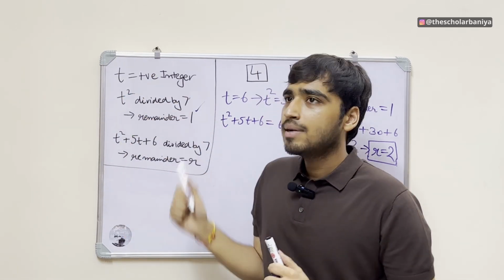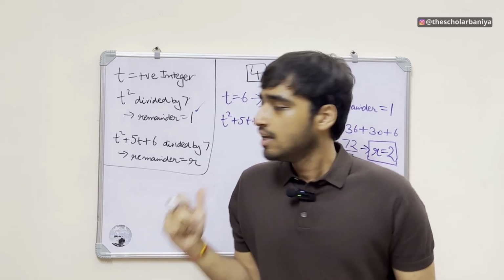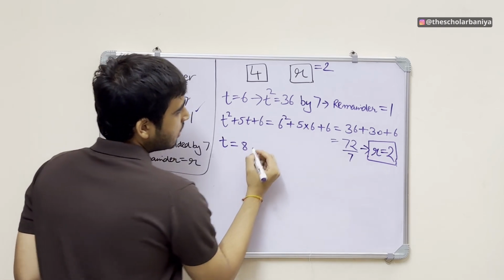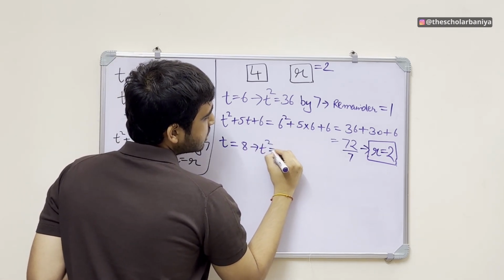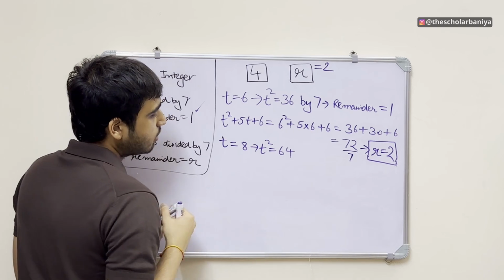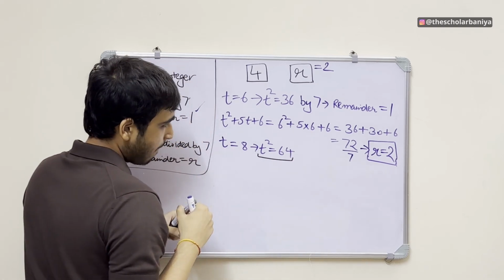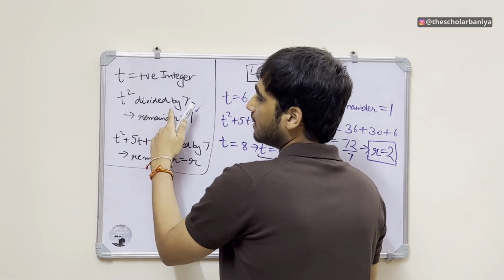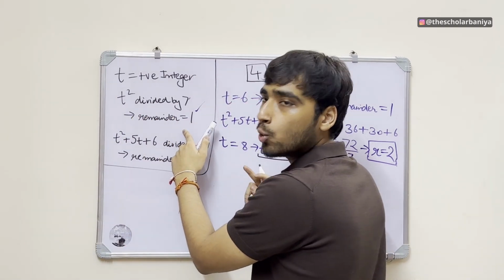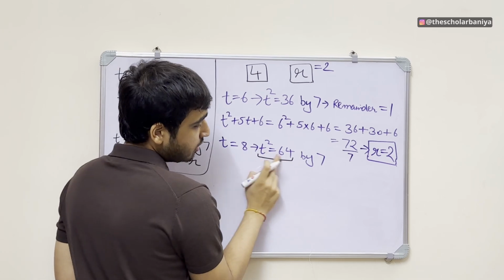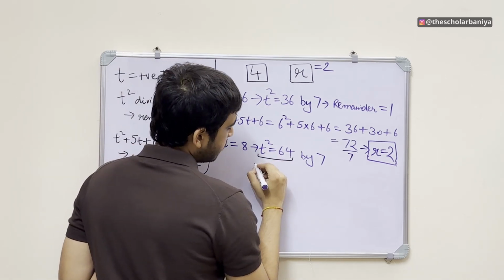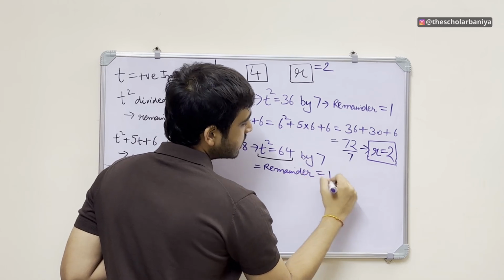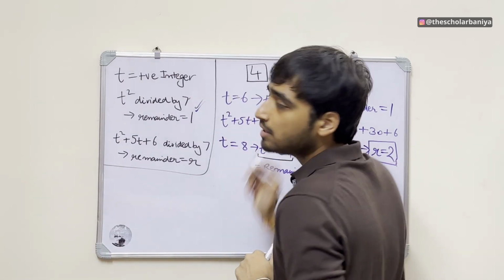When 64 is divided by 7, the remainder is 1. Absolutely fine. So let's try that. So if we take t equal to 8, that means t square is equal to 64. When t square is divided by 7, the remainder should be 1. This is known. So when t square equal to 64 is divided by 7, we can obviously see that the remainder is 1, right? So this is again absolutely satisfied.